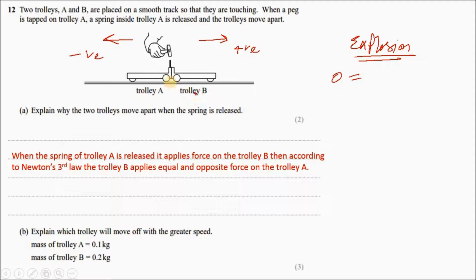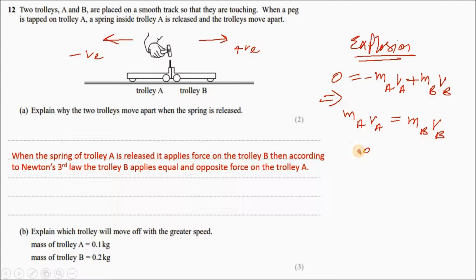So after explosion, or after tapping the peg, the momentum of trolley A plus the momentum of trolley B, the sum of these two, will be zero. So minus MA VA plus MB VB equals zero. This is the law of conservation of momentum. That means MA VA must be equal to MB VB.